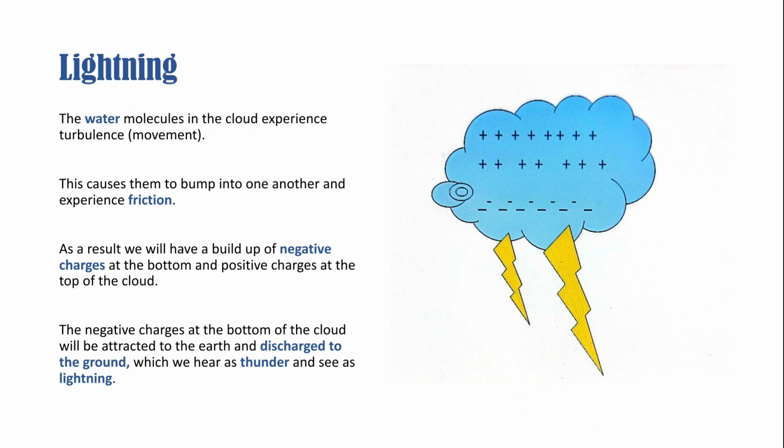That's when we see the light and hear the thunder. The thunder is caused by the expansion of the air because of the moving charge, and the lightning is caused by the charges of the earth and the charges of the cloud meeting.